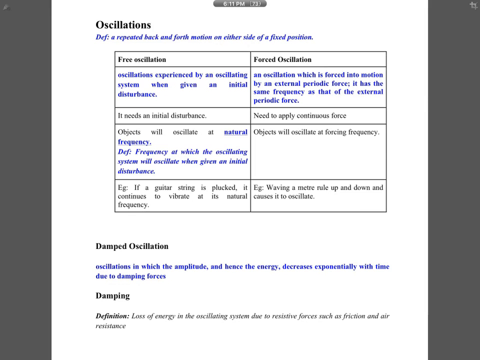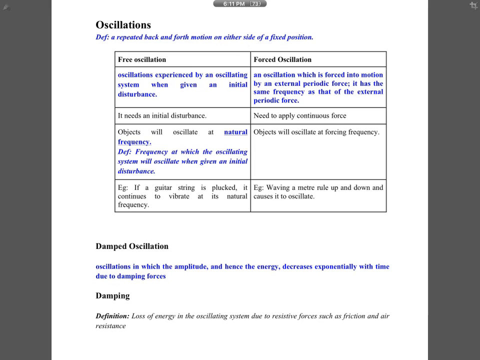Okay, now first of all, we talk about what is an oscillation. Oscillations are defined as a repeated back and forth motion on either side of a fixed position. There are generally two types of oscillations: one is free oscillation, one is called forced oscillation. So what is free oscillation?